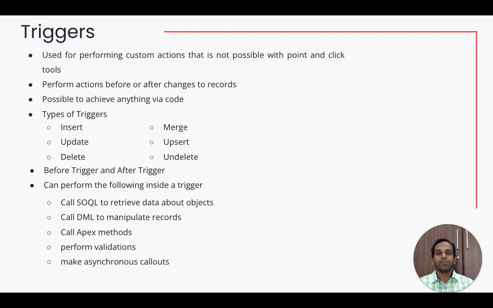There are a lot of things which you can perform inside a trigger. Like you can make an SOQL query to fetch information about objects, use that information, loop through it. Then you can make DML statements like insert, update, delete on the records. You can call Apex methods. You can perform validations. So apart from the screen validations, let's say when a record is saved, you want to add more validations. Yes, that can be done. And we can make asynchronous callouts.